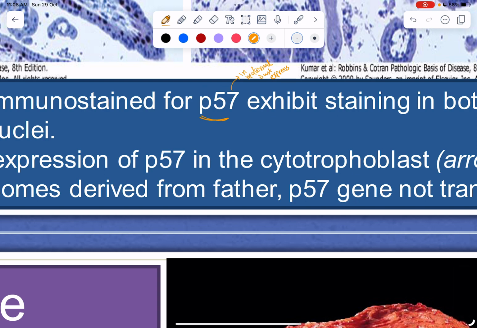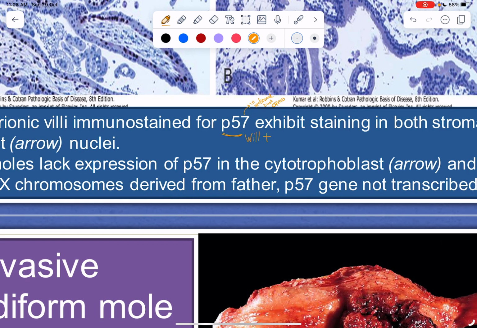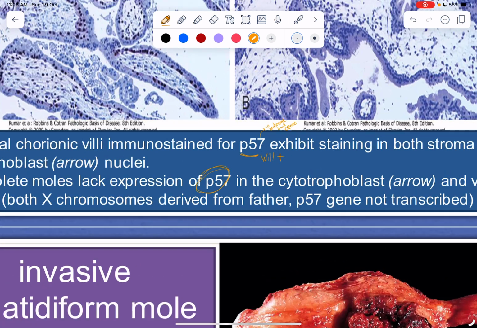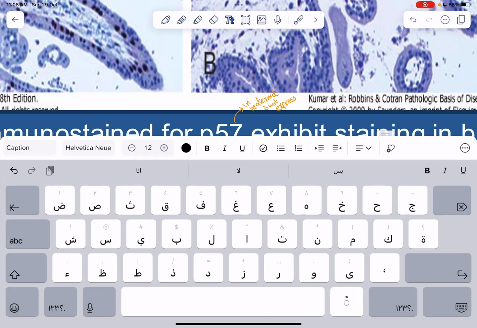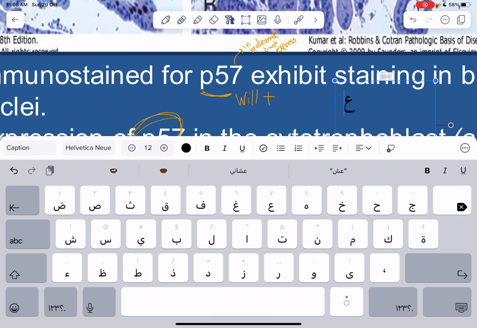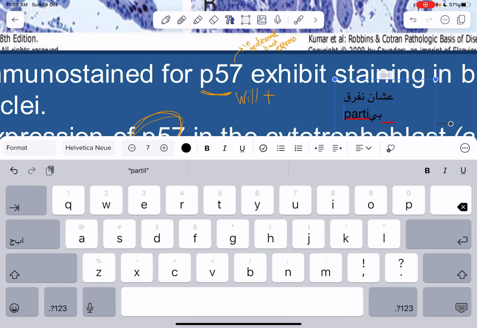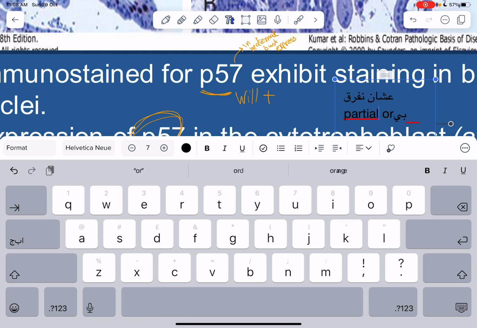Okay? But here, in complete mole, there is no P57. Because the gene is there, but it is not transcribed. So when I am thinking about whether the mole is partial or complete, I will do P57. If it is positive, that means it is partial. If it is negative, that means it is complete. Why? Because the complete mole will come only from the father, from paternal chromosomes. Okay? An empty ovum.